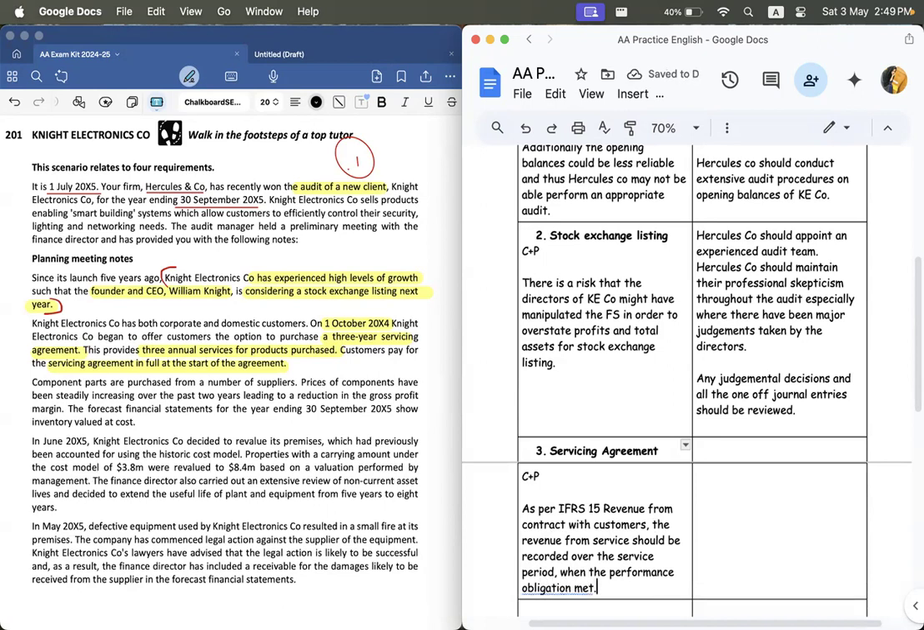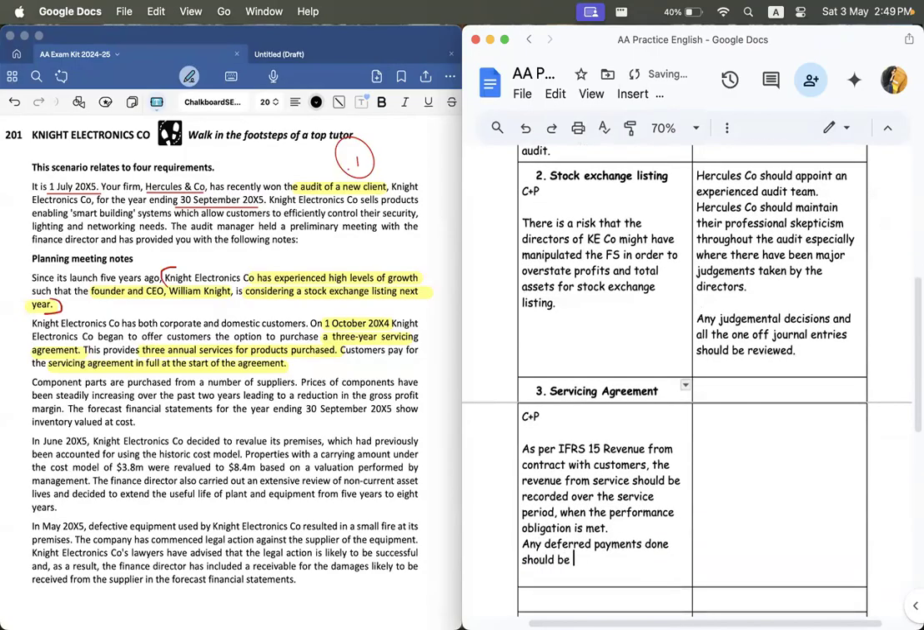Now what happens if the obligation is not met? What happens to those amounts? Those amounts become deferred revenue, a deferred obligation. Clear? So any deferred payments should be recorded in liabilities until the service is completed.